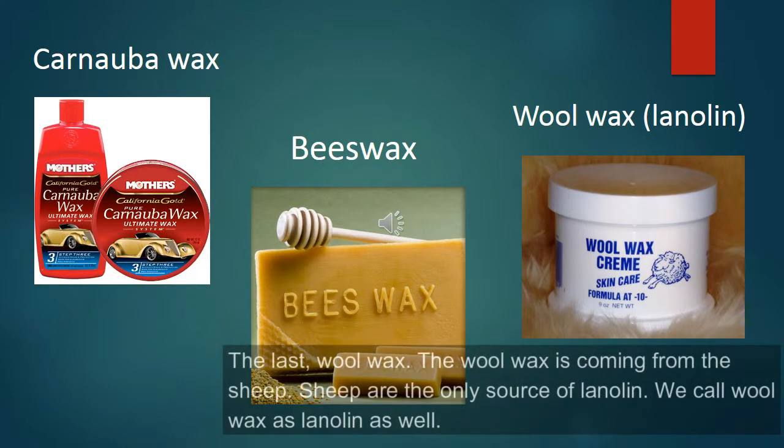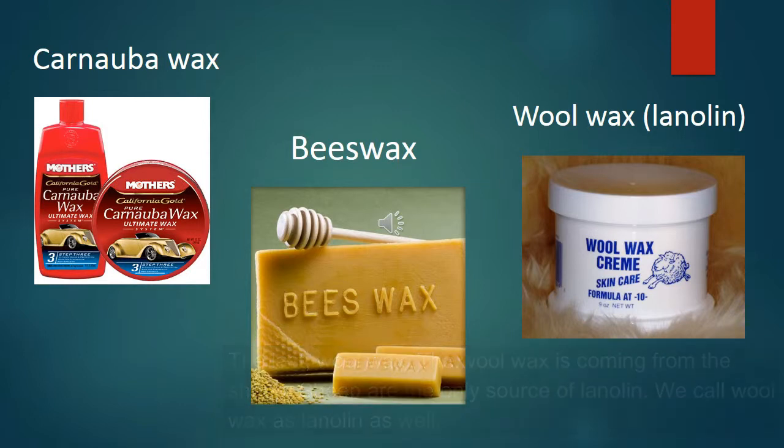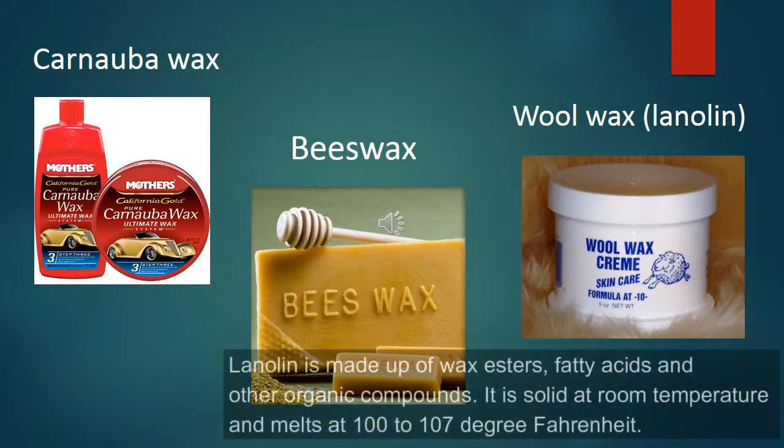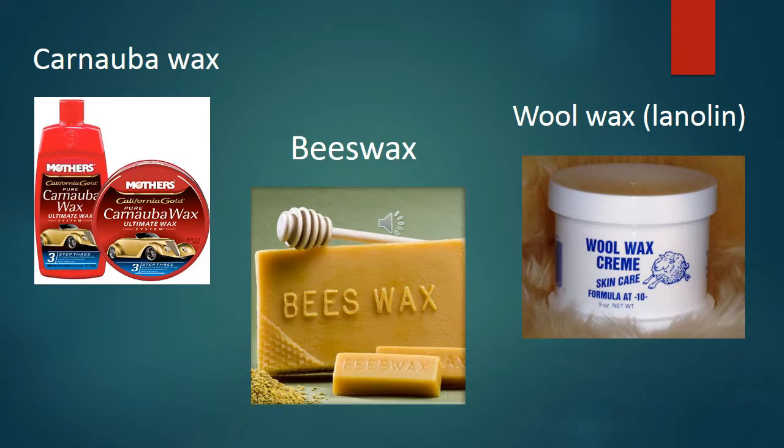The last, wool wax. Wool wax comes from the sheep. The sheep is the only source of lanolin. We call wool wax lanolin as well. The lanolin is made up of wax esters, fatty acids, and other organic compounds. It is solid at room temperature and melts at 100 to 107 degrees Fahrenheit.